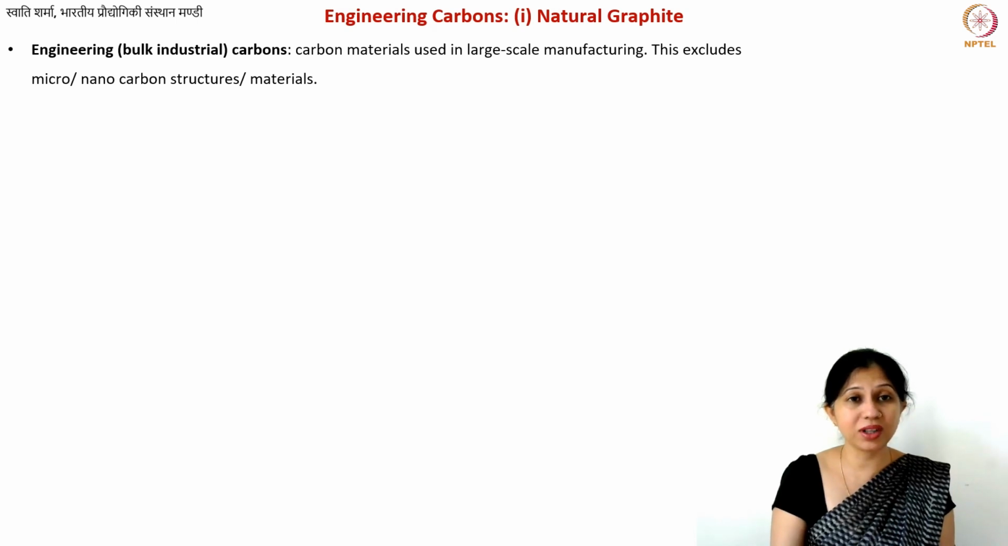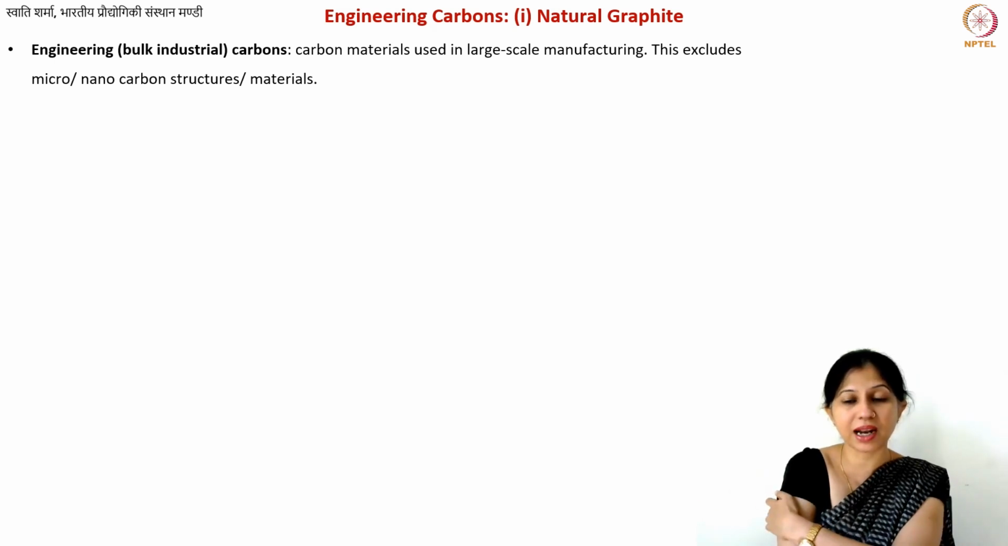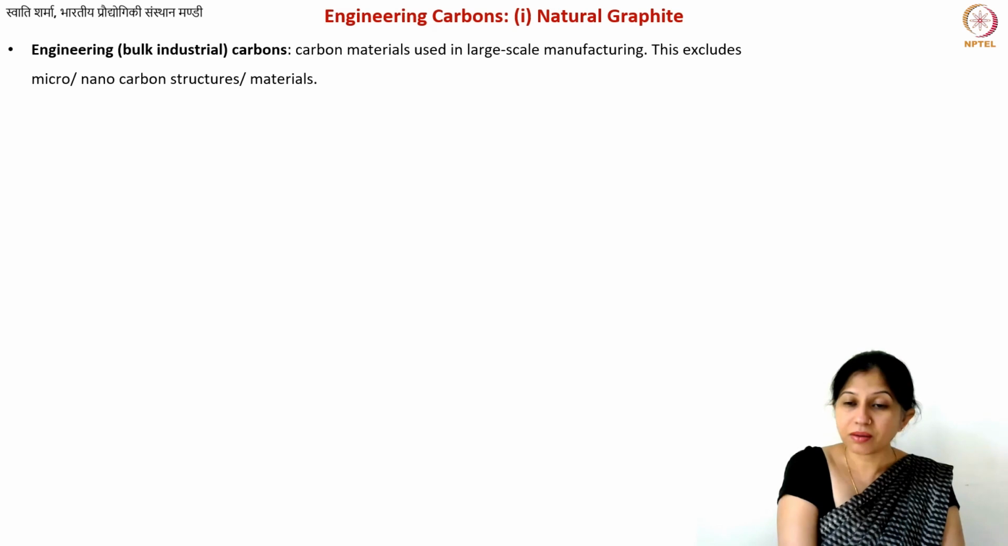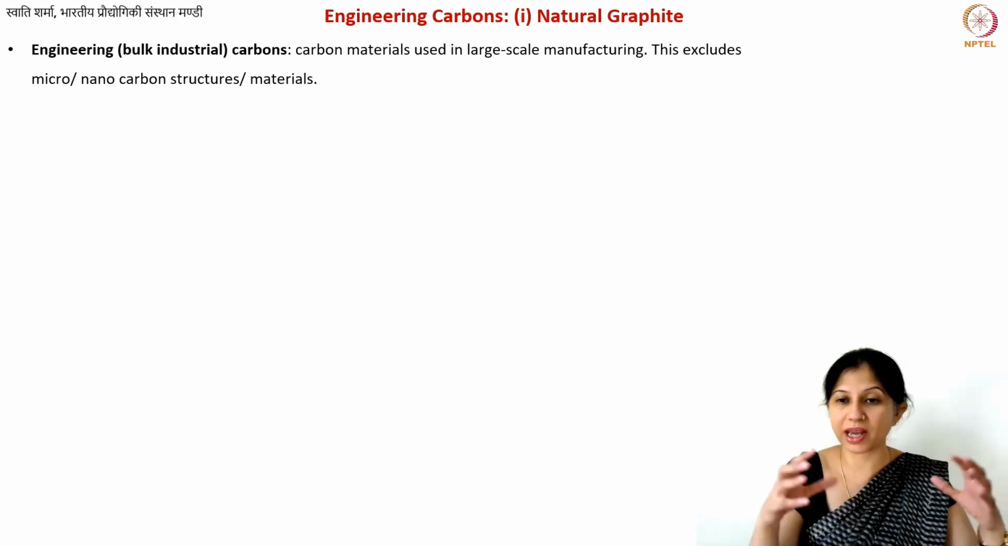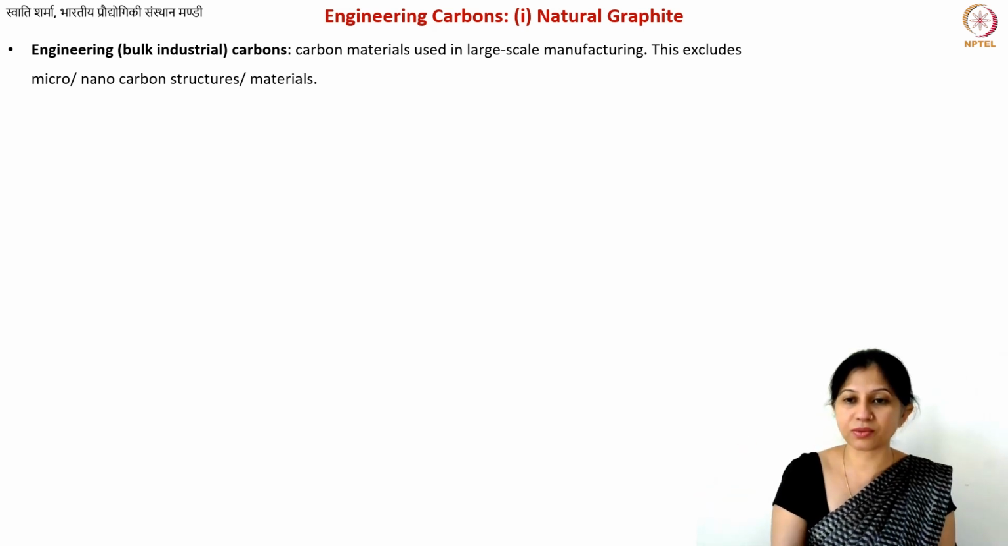Now when we talk about these large scale bulk carbons, for now we are excluding the micro and nano carbon materials as well as carbon devices. We'll come to them, but that will form a separate section. Typically micro and nano scale carbons are not called bulk industrial carbons, even though some of them may be produced in very large quantities, because they are not used for making large scale structures, and that is why they are typically not called industrial carbon materials.